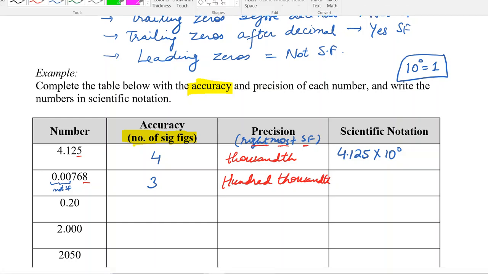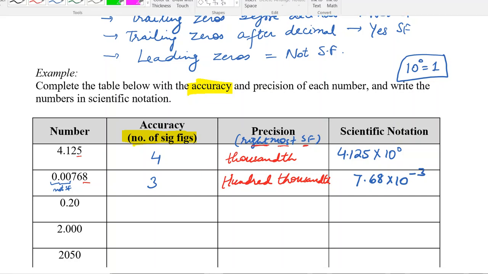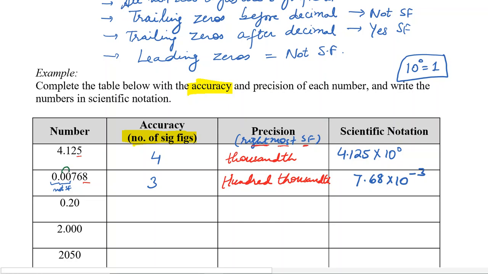And for the scientific notation, we can write this as 7.68, and then we need to decide on the power. So we move the decimal 1, 2, 3 places to the right, which means we need to put -3. So we move the decimal 3 places to the right.